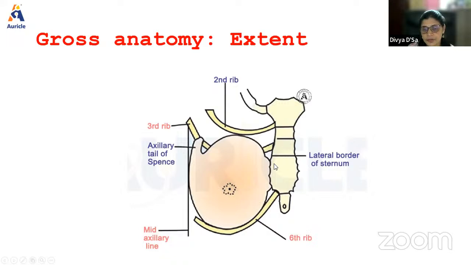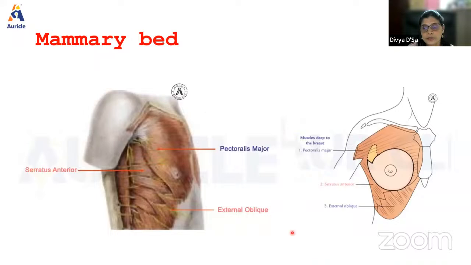And from medial to lateral, it will extend from the lateral border of the sternum medially to the mid-axillary line, okay, laterally. So that is the extent of the mammary gland, and it also shows a small extension into the axillary region as the axillary tail of Spence. Okay, so this you need to mention. So the structures it lies on: since it is a mammary gland, what is it? It is a modified sweat gland. Okay, so it is present in the superficial fascia in the pectoral region. So whatever the structures are beneath it, they form the mammary bed. Okay, so they are the pectoralis major muscle, the serratus anterior muscle, and the external oblique muscle of the abdomen.